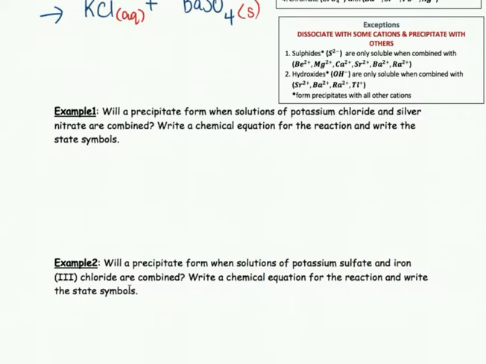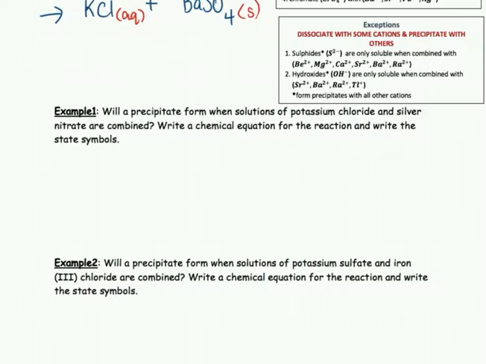All right, so let's go to example 1. The question says, will a precipitate form if potassium chloride and silver nitrate are reacted together? Write out a chemical equation for the reaction, and write the state symbols. As you're going through, you can go ahead and balance, practice all the stuff that you've been learning. If you wanted to write a word equation, a skeleton equation, then balance it, all that stuff, that's good. But the main thing here today is I want to see those state symbols now.